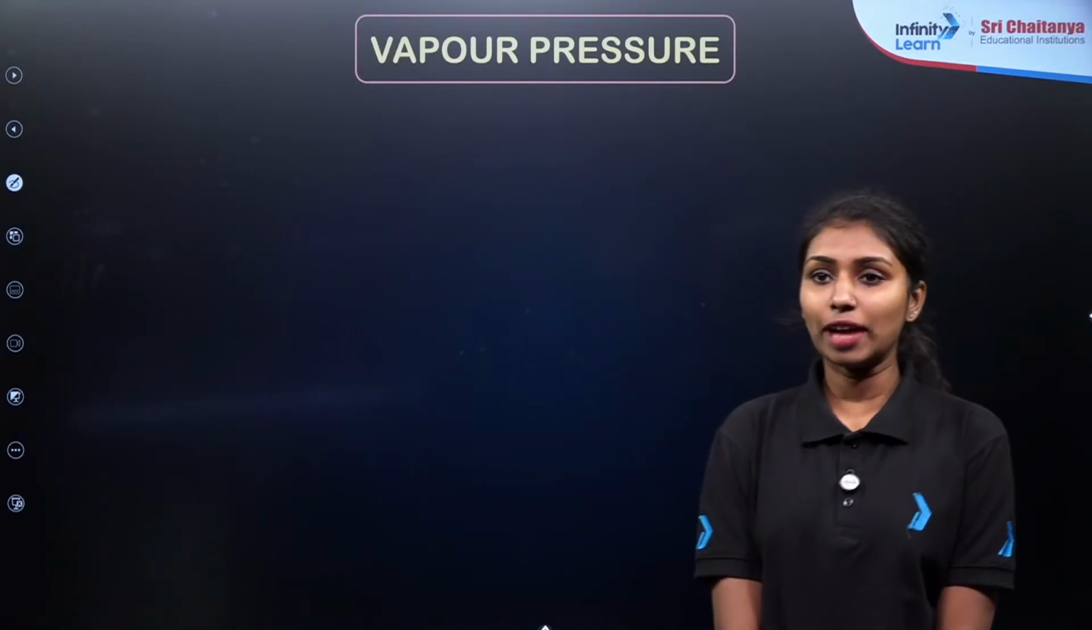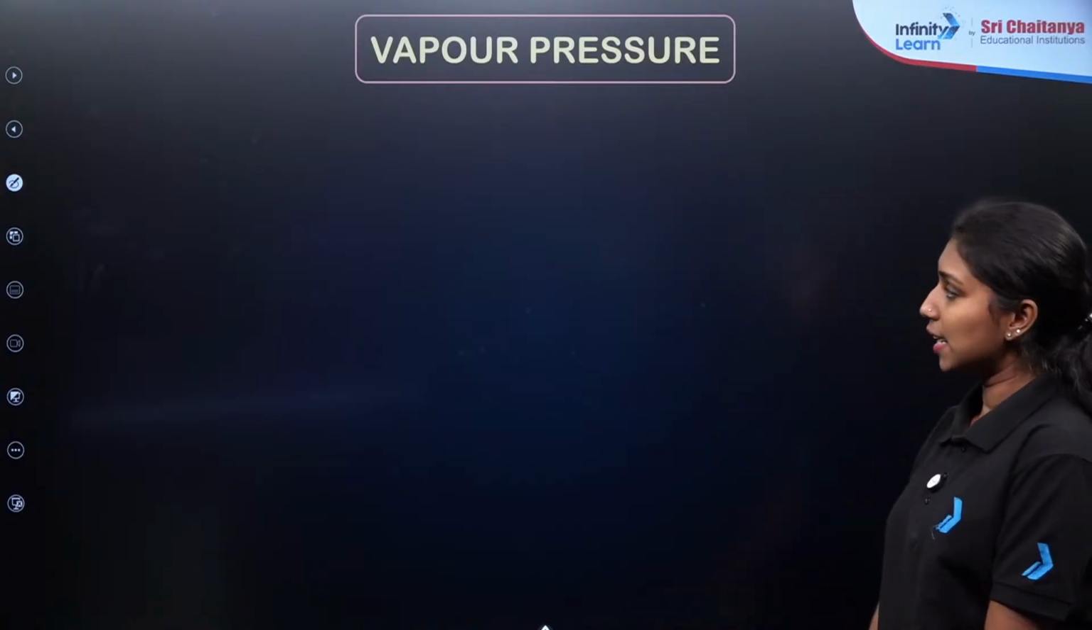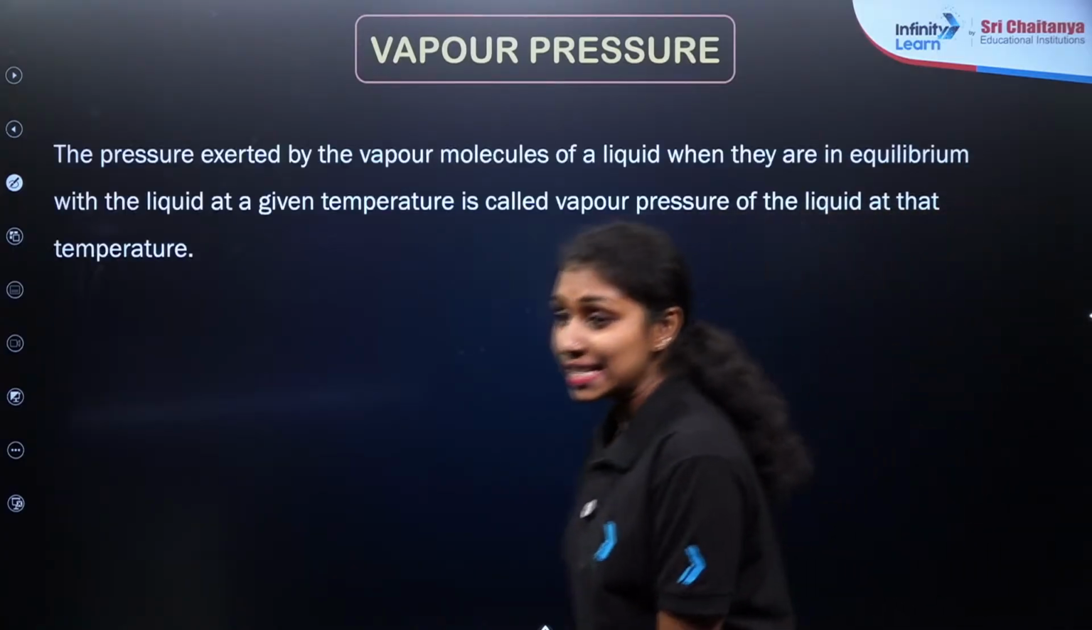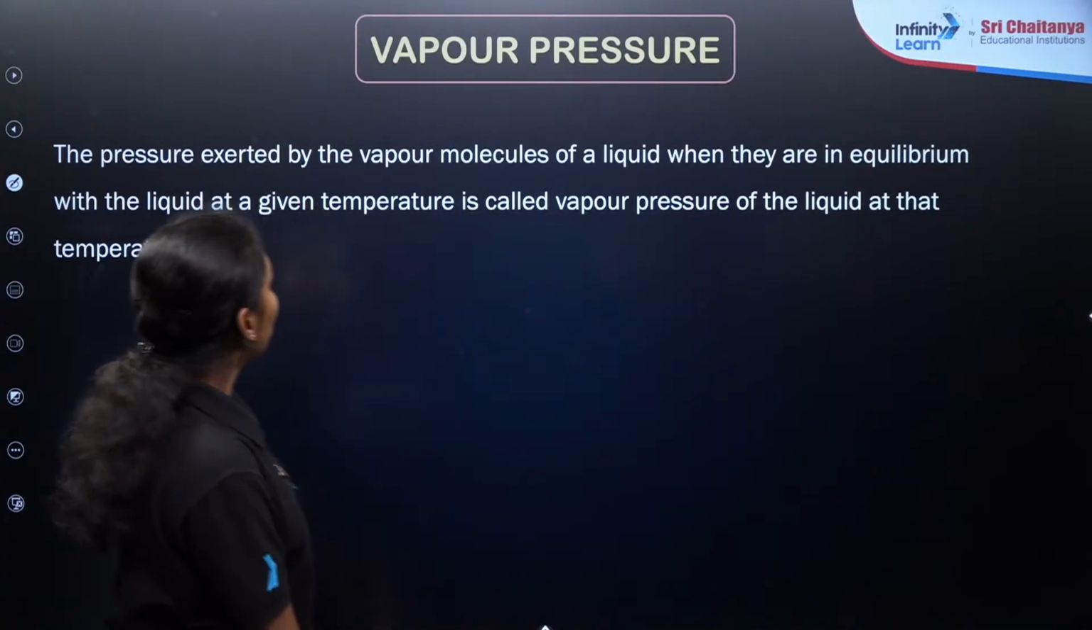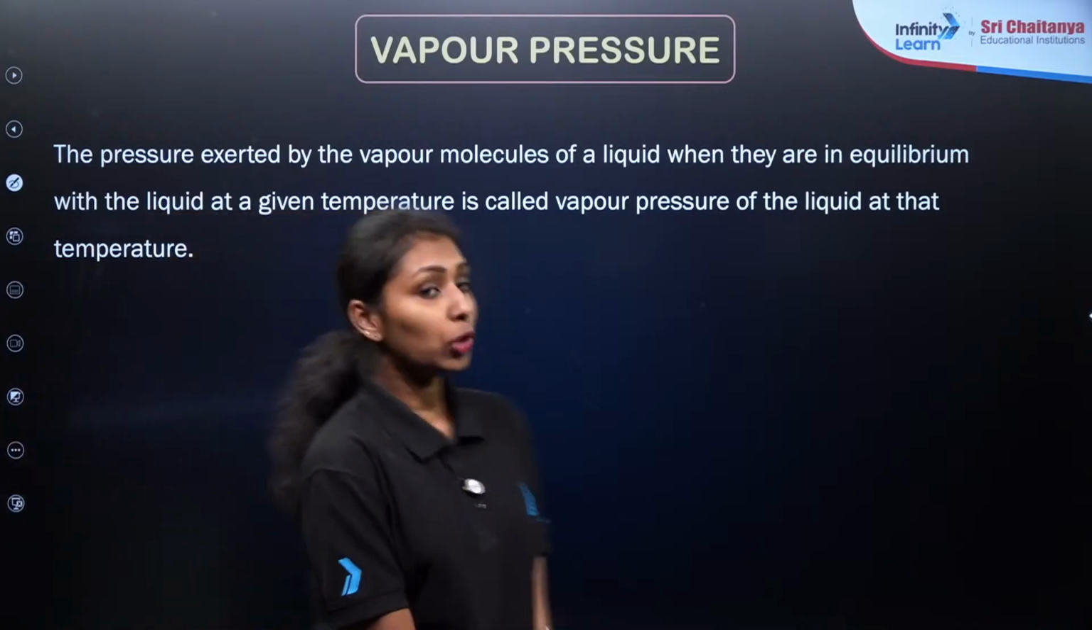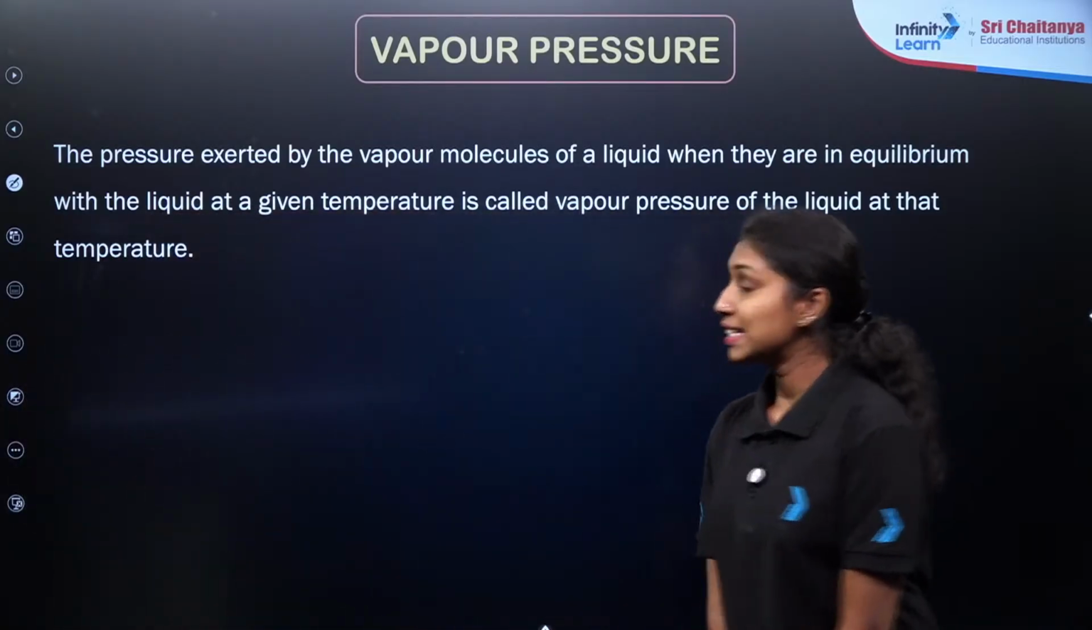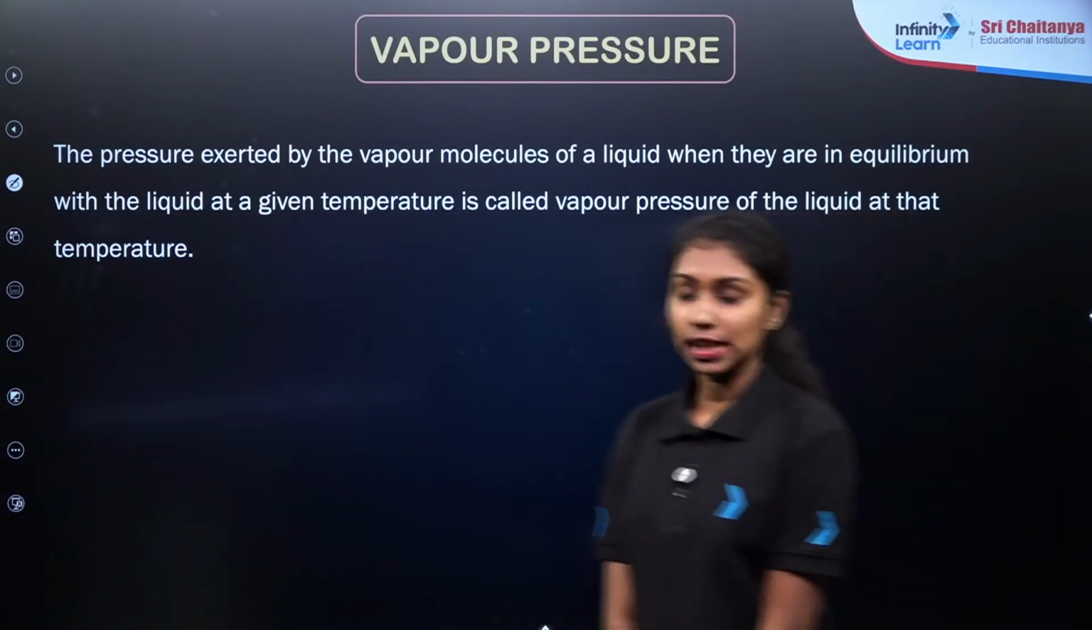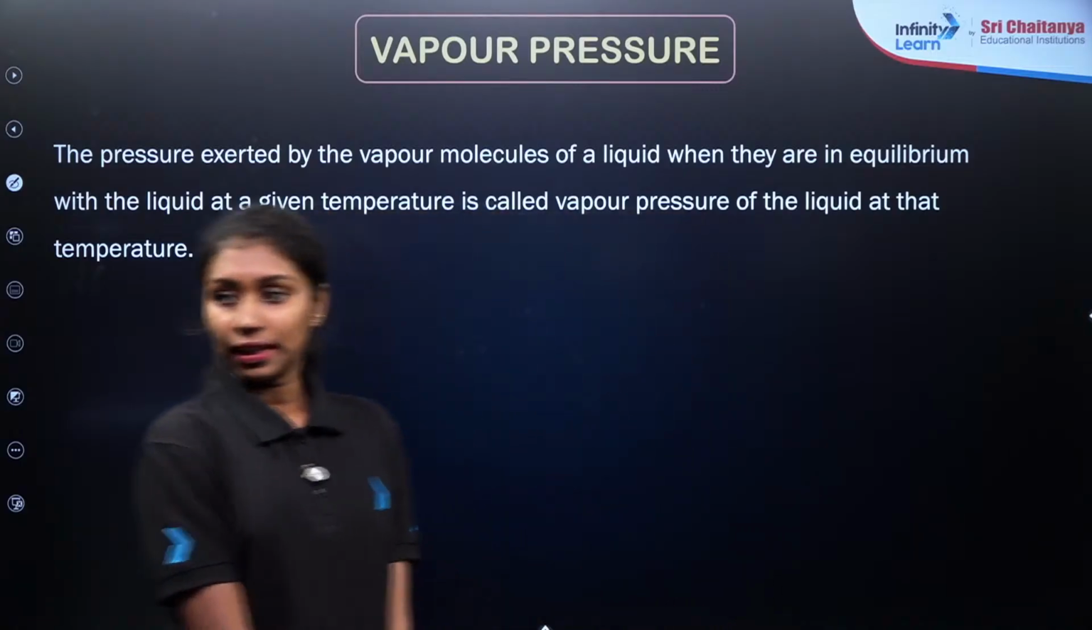Okay, we can define vapor pressure as the pressure exerted by the vapor molecules of a liquid when they are in equilibrium with the liquid at a given temperature. That is known as the vapor pressure. Let us see it by an example here.